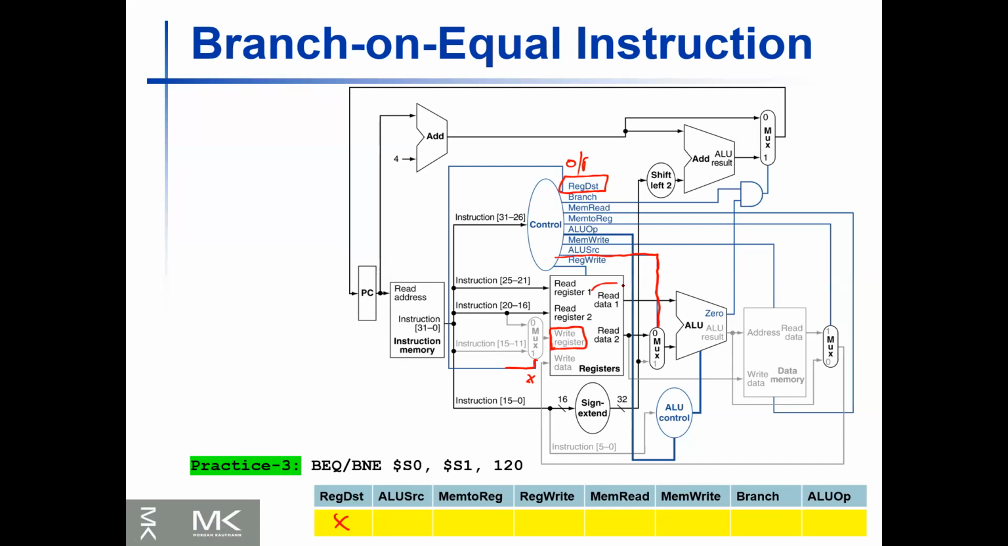One operand is this register which is coming from here. What about the second operand? Is it a register or not? Yes, again a second register. So it should be 0, so this will go 0. Correct? This is the way. Tell me the second one. Don't care. Yes, don't care.